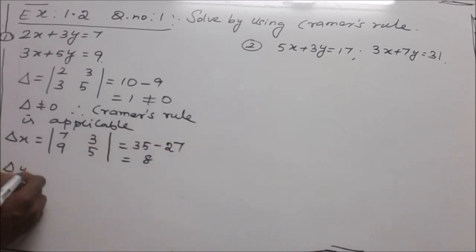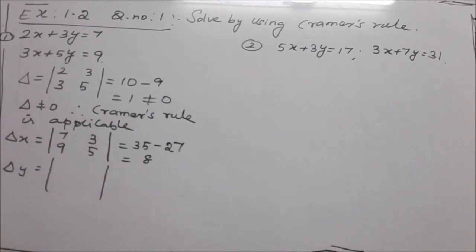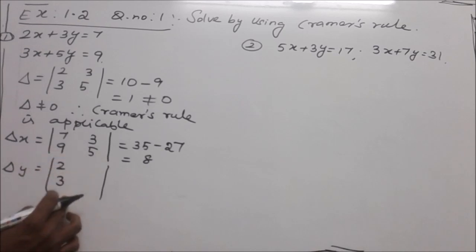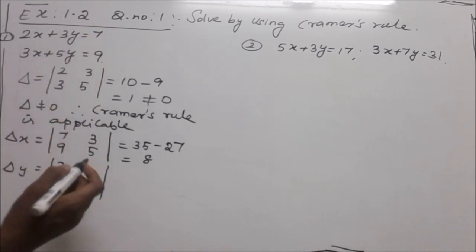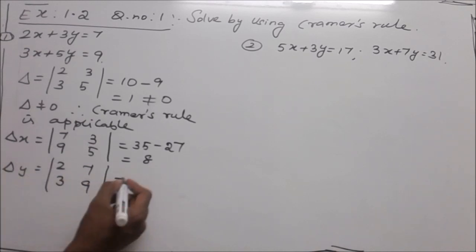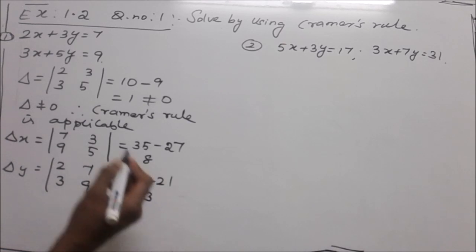Then delta y. To find delta y, we replace the coefficients of y by constants. So 2 and 3 are kept as they are, they are the coefficients of x. Now the coefficients of y are replaced by the constants 7 and 9. Now finding the value, 18 minus 21 equals minus 3.